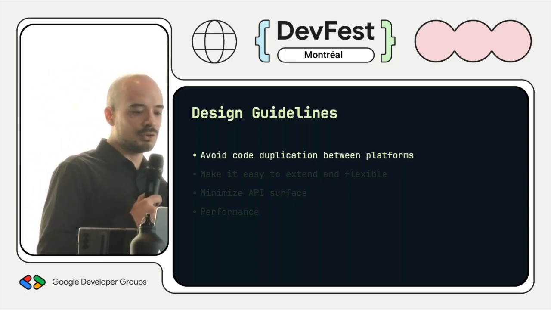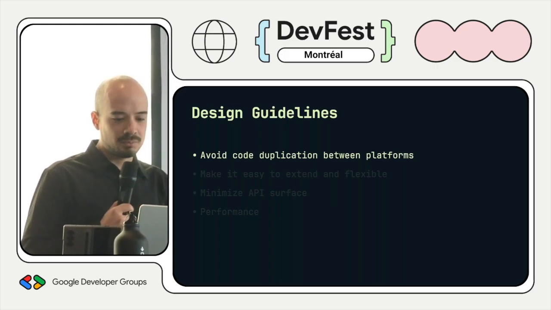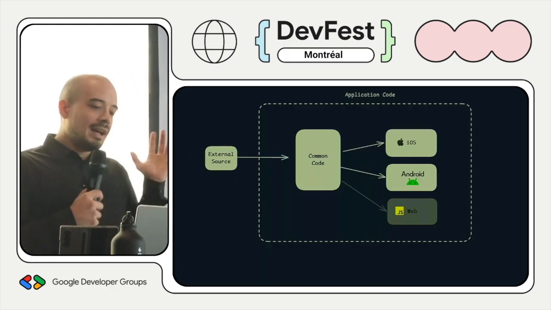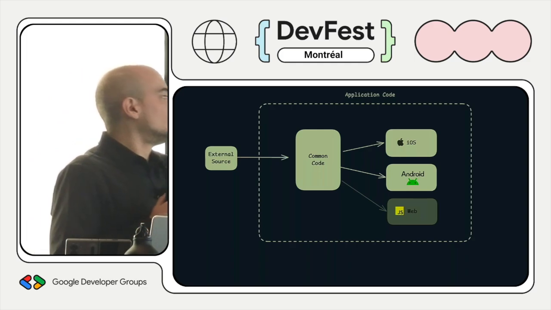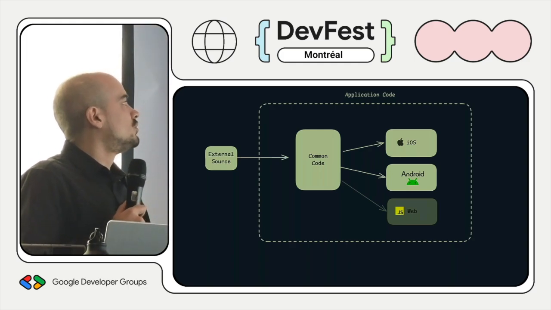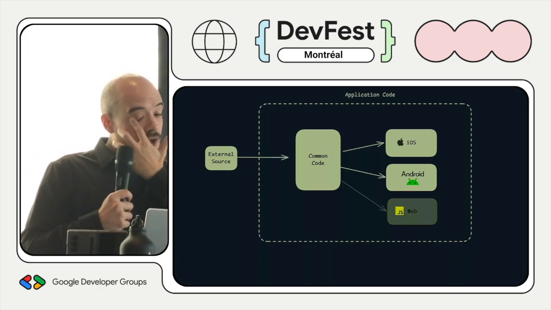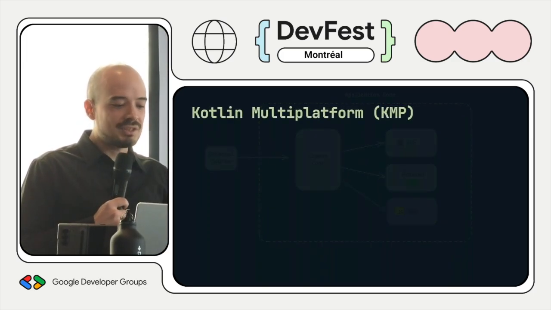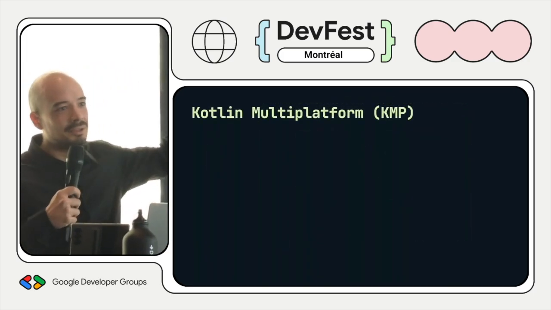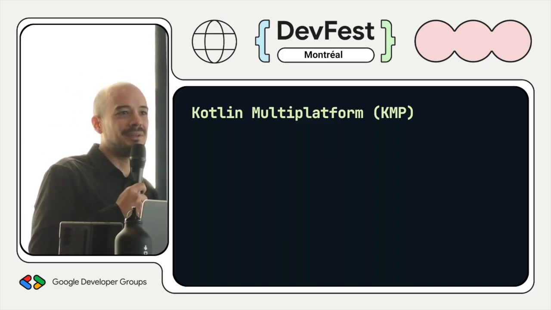So if we go to this first point, avoid code duplication between platforms, if we look at the diagram, one thing that jumps straight out for me is that we have this common code area. And when we try to share code, one of the tools that I like to reach for is Kotlin Multiplatform. So sorry for all the Flutter people in the audience.